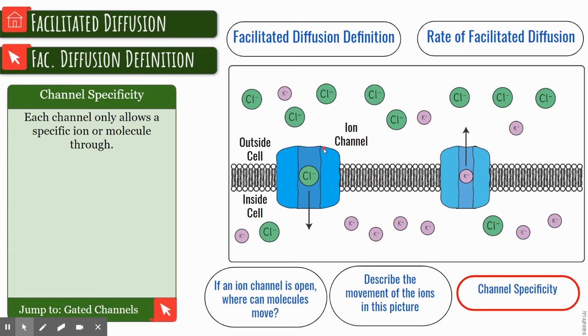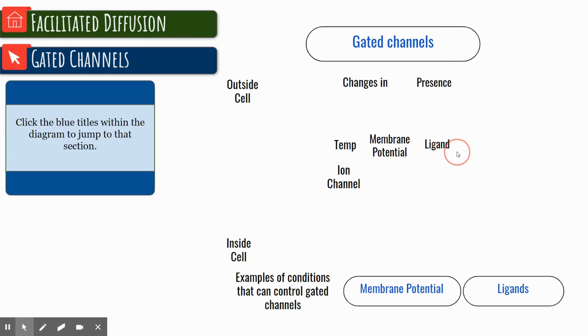Okay, and I also want you to see the difference in the size of these channels. It's not just size, but there is some real specificity as to which ion can go through which channel.